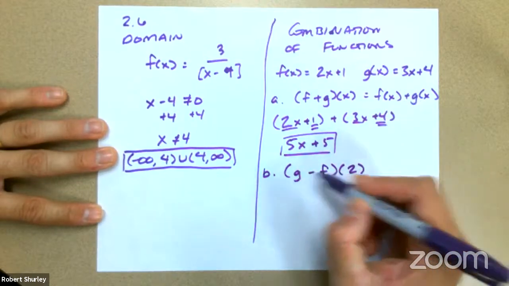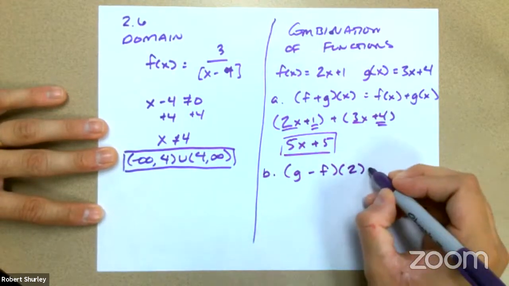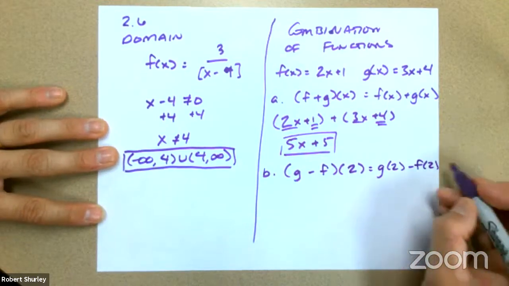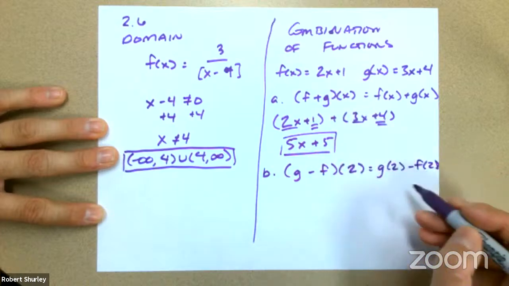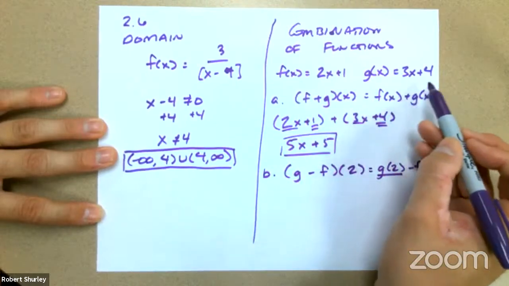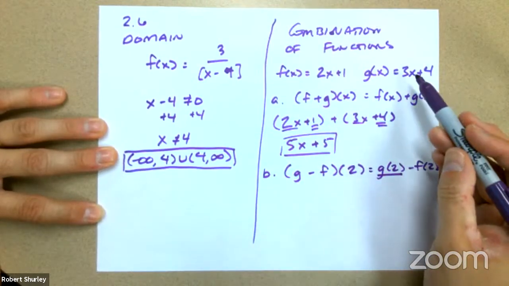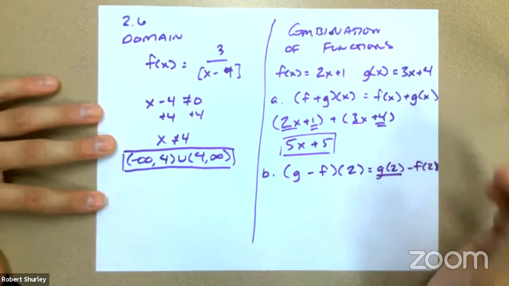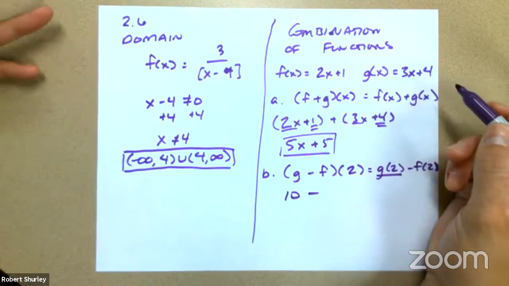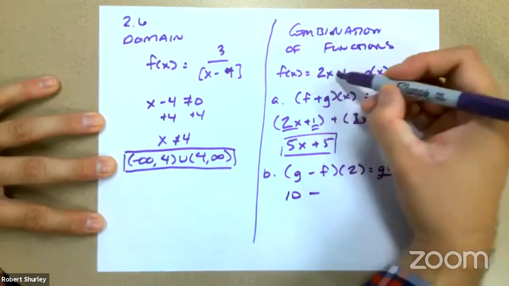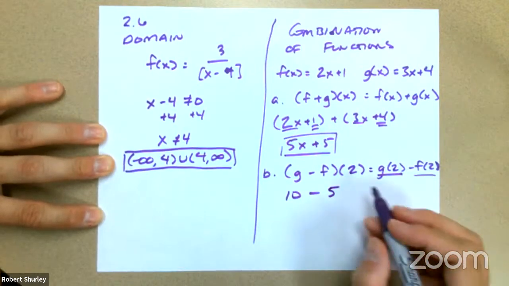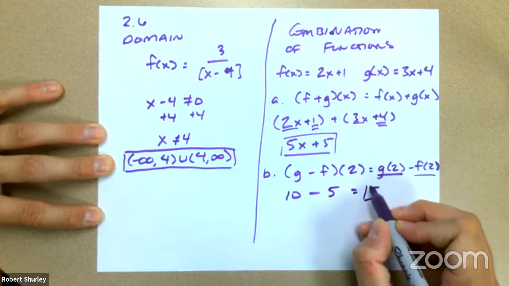Now, look, you can think of this question in this way. So this is just g of 2 minus f of 2. So with numbers, it's kind of nice. You can plug in the number and then subtract it, right? So g of 2, if I go back to the g function over here, I'd plug 2 in. So 3 times 2, 6 plus 4 is 10. So g of 2 just winds up being 10. And then f of 2, well, I'll go over here. 2 times 2 is 4 plus 1 is 5. So 10 minus 5.